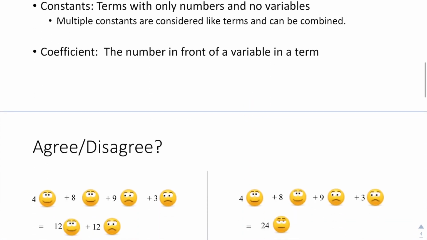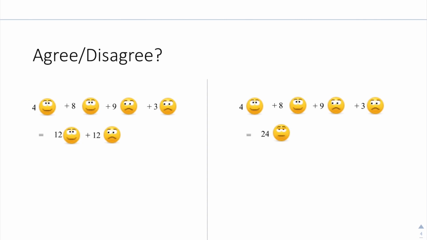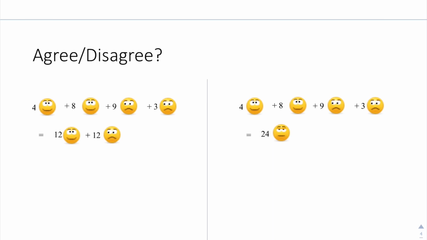All right, so we're going to do some agree and disagree here. What I want you to do is pause the video, take a look, and see if you agree or disagree with the conclusion. I know it's silly with smiley faces, but give it a try. All right, so in this, I know we have smiley faces, but these smiley faces can be like terms, okay? There's one variable, the variable is a smiley face, and there's no exponent. These two terms are both smiley faces, which means we can add the coefficients 4 and 8 to get 12 smiley faces.